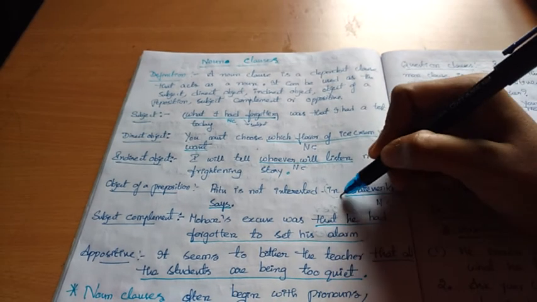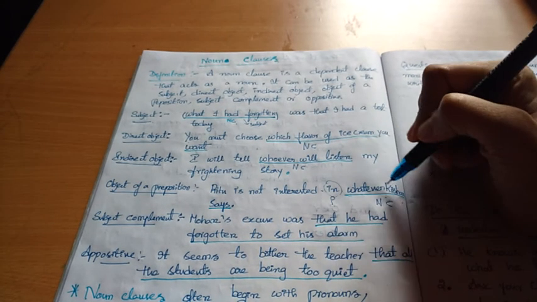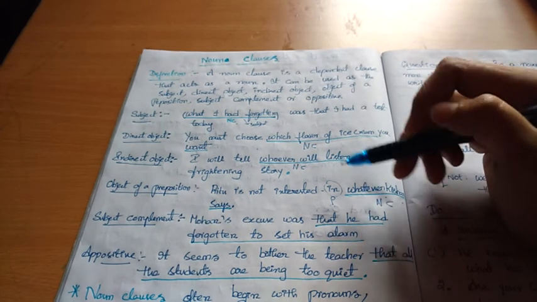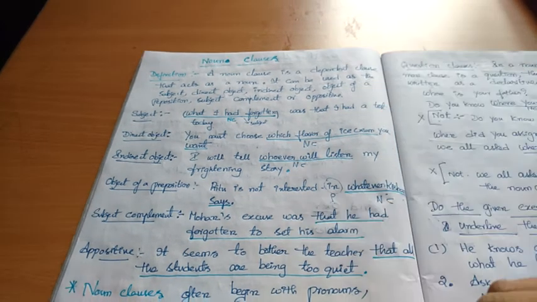Here, in is the preposition. So for this preposition, what is the object? Whatever Kishan says is the object. So this clause is acting as a noun clause.